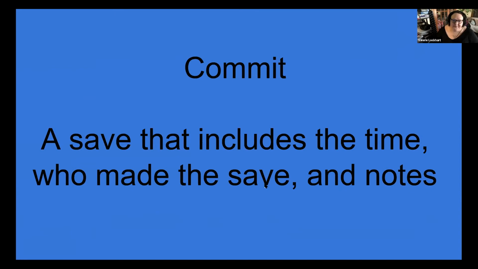Another term. Now this next term is the most commonly used term in Git or GitHub. Very important, but it's also very simple. It is the commit. And it is saving your code, but it's like a super save. It includes the time and who made the save and any notes about it. Because if you're trying to go back and fix things, you want to know the history of it. So that is what a commit is.